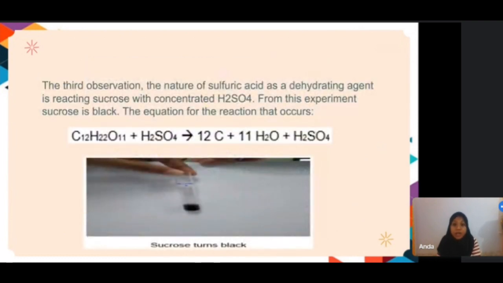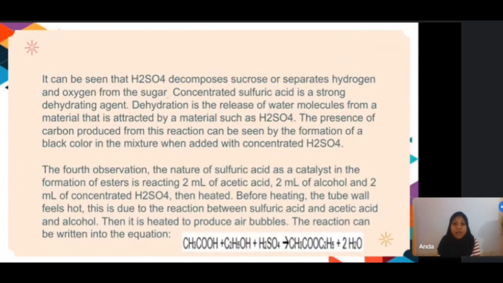And then the third observation, the nature of sulfuric acid as a dehydrating agent, is reacting sucrose with H2SO4. From the experiment, sucrose turns black. The equation for the reaction that occurs, this is the picture, and then sucrose turns black. It can be seen that H2SO4 decomposes sucrose, or separates hydrogen and oxygen from the sugar. Concentrated sulfuric acid is a dehydrating agent, that is the removal of water molecules from a material that is drained by a material such as H2SO4. The presence of carbon produced from this reaction can be seen by the formation of black color in the mixture when added with concentrated H2SO4.